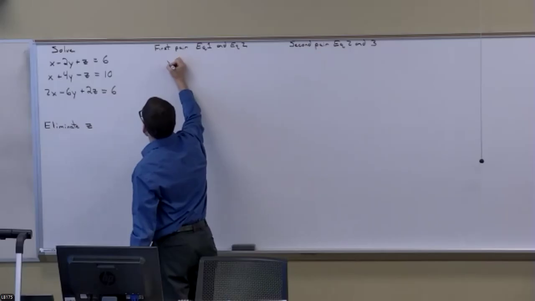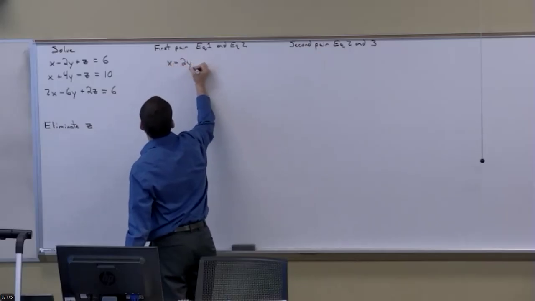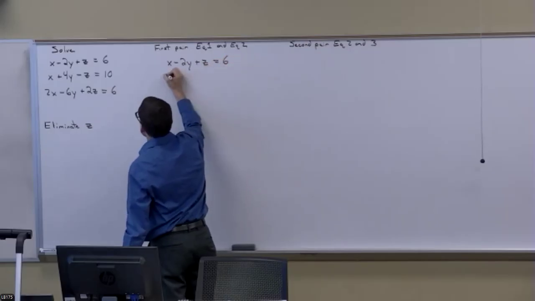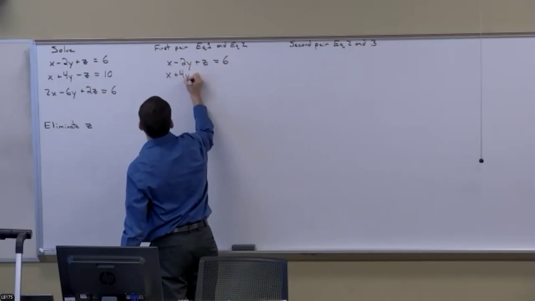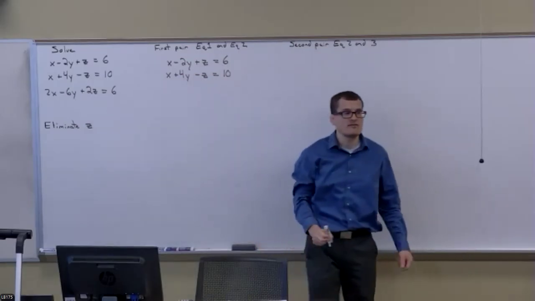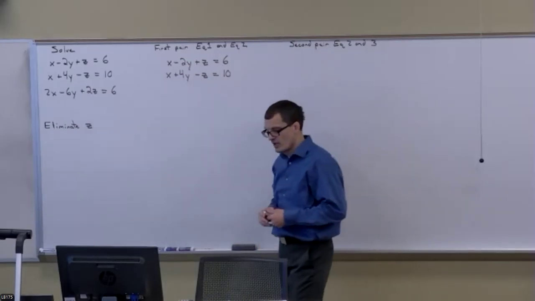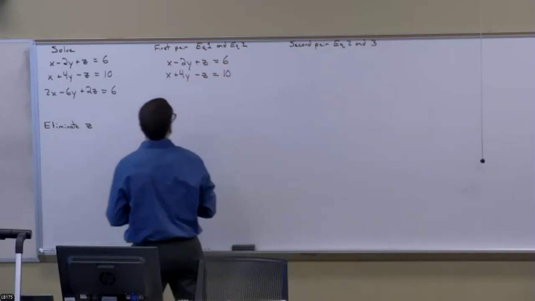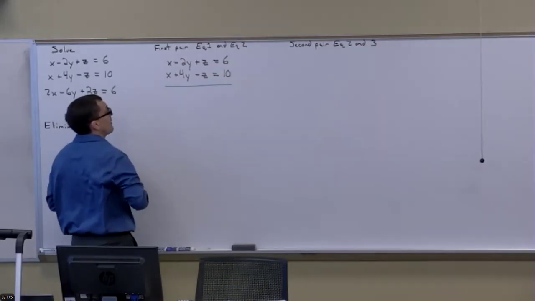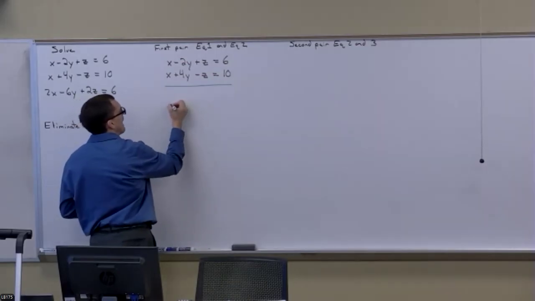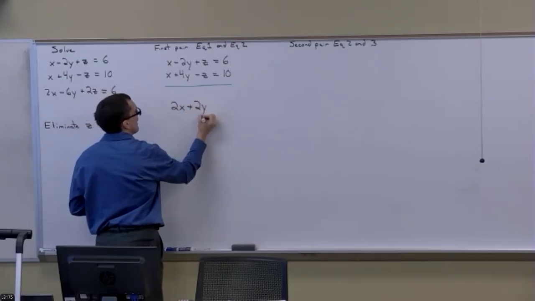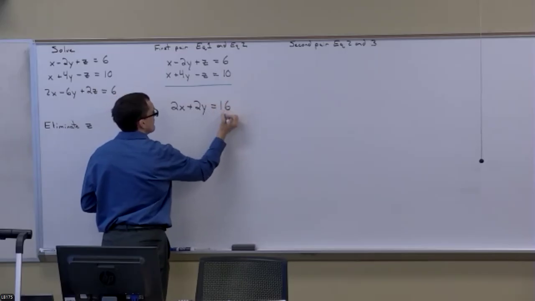So equations 1 and 2 are nice to eliminate z because they already have opposite coefficients on the z. I already have opposite coefficients. So if I want to add those two equations up, that will eliminate the z already. We'll have 2x plus 2y is equal to 16.